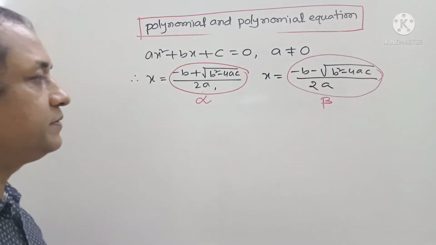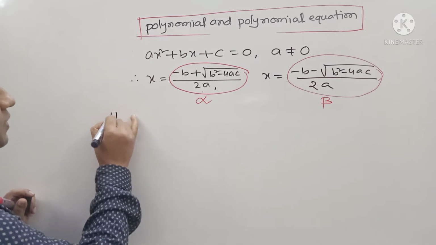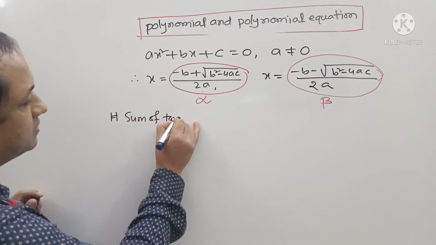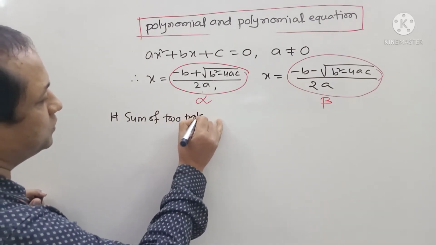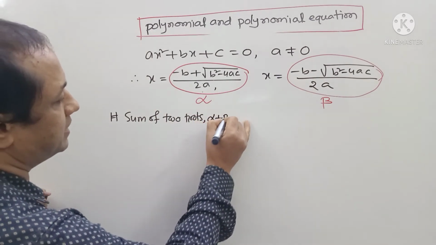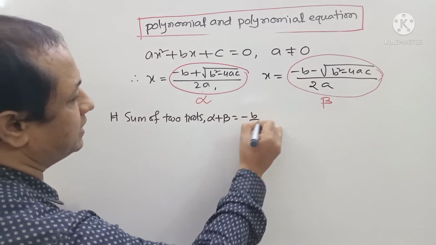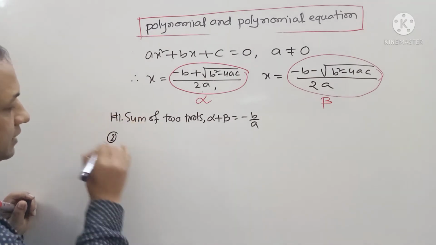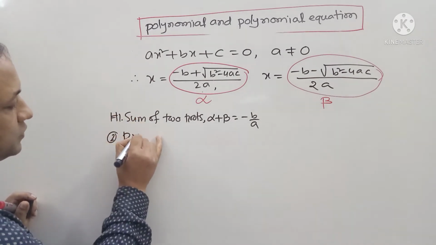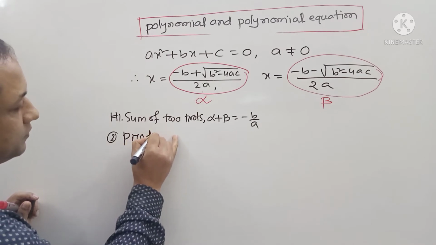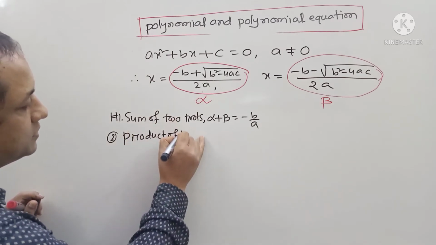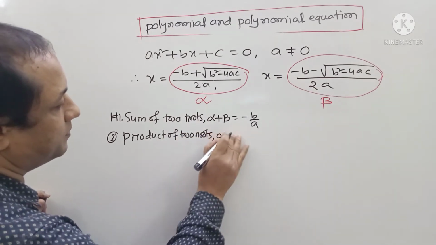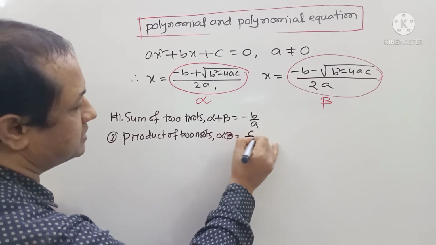Student, here is a very important formula. Sum of two roots means alpha plus beta equals minus b by a. And the second condition, product of two roots: alpha into beta equals c by a.